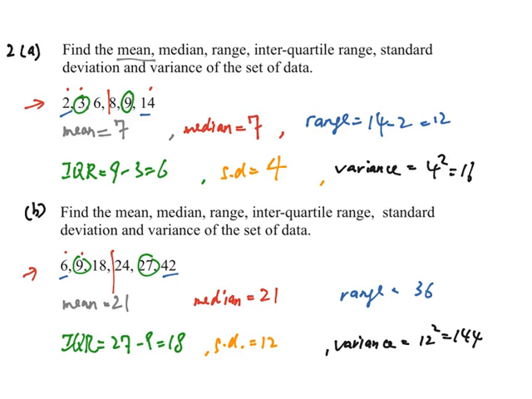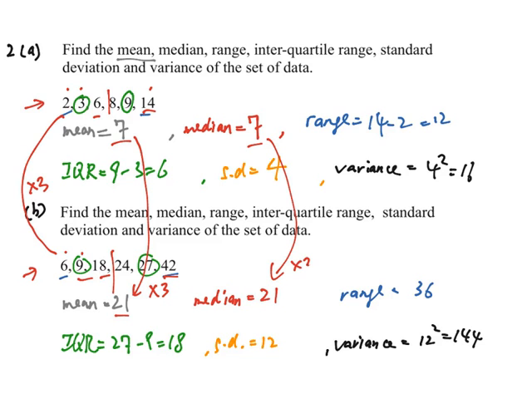Actually, like question 1, there's some relationship between A and B, but this time it's not plus. This time it is times. So you can see 2 times 3 gets 6, 3 times 3 gets 9, 6 times 3 gets 18, until you see 14 times 3 is 42. So compared to the last question, this time we multiply. So let's see the mean, median and everything. For the mean, 7 times 3 equals 21. Next, also the same, times 3.